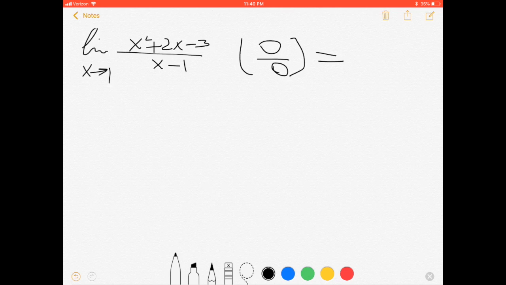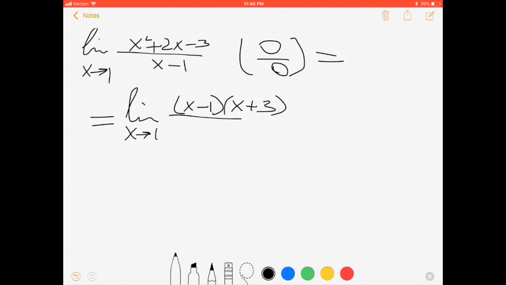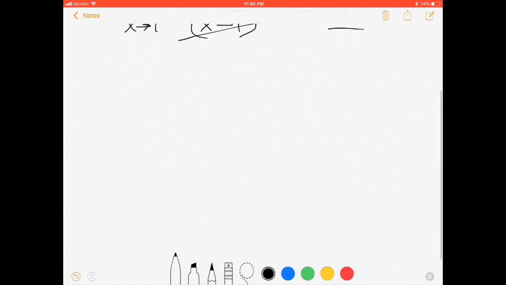Because it's a rational function, polynomial over polynomial, you can factor. Limit as x approaches 1 of x minus 1 times x plus 3 over x minus 1. Then cancel this part, and now you plug in 1 and you have 1 plus 3, which is 4. Okay, great. One more example.